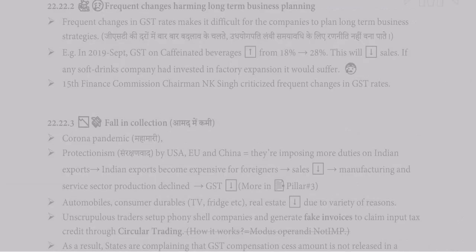22.22.2 Frequent changes harming long-term business planning. Frequent changes in GST rates make it difficult for companies to plan long-term business strategies. E.g. in September 2019, GST on caffeinated beverages went up from 18% to 28%. This will bring down sales. If any soft drinks company had invested in factory expansion, it would suffer. The 15th Finance Commission Chairman criticized frequent changes in GST rates.